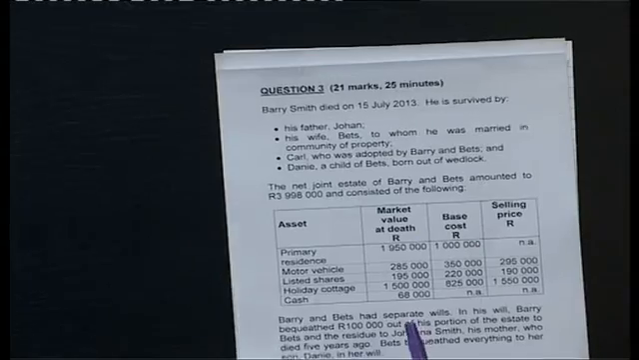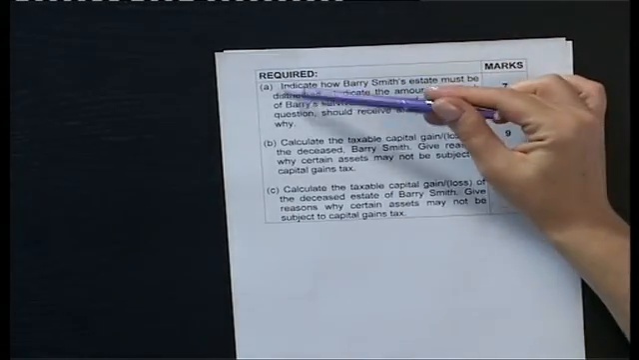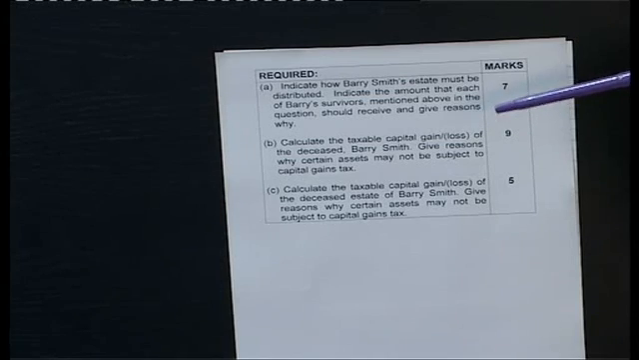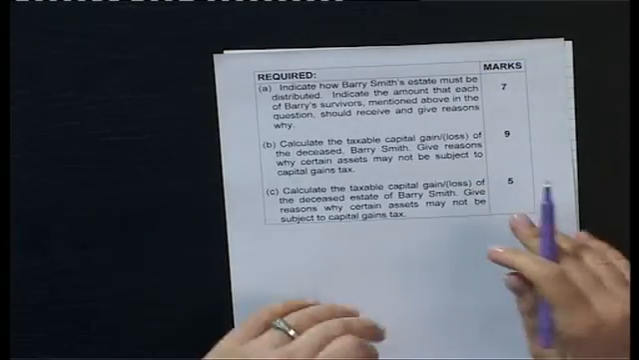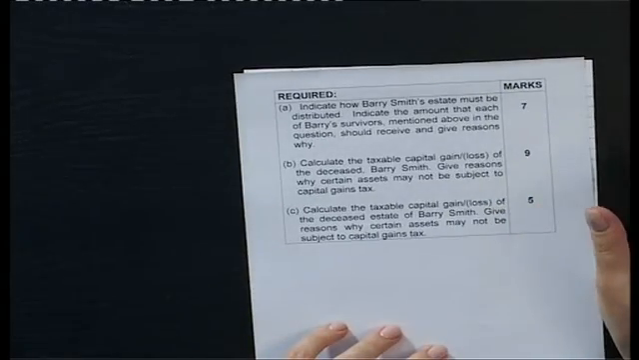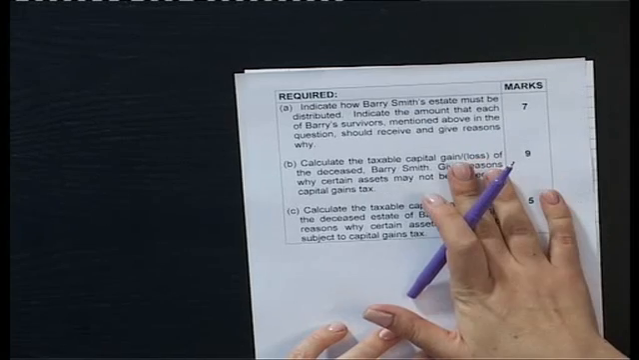We always start with the required part so that you know what is required of you. There's an A, B, and a C part to this question. A deals with the distribution of the estate. At this point, I would start highlighting a couple of things, making a couple of notes on your question paper.